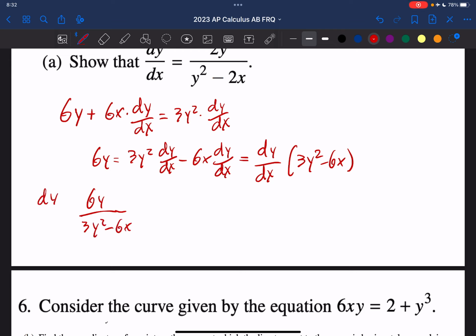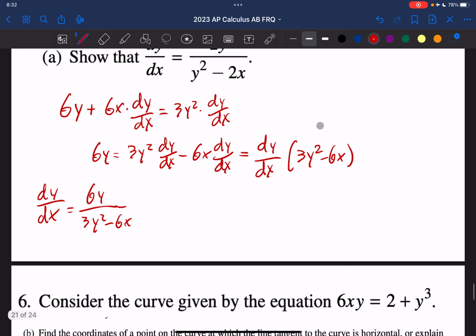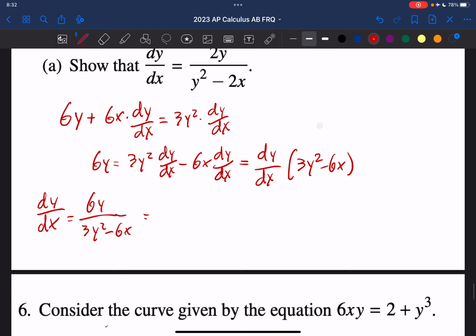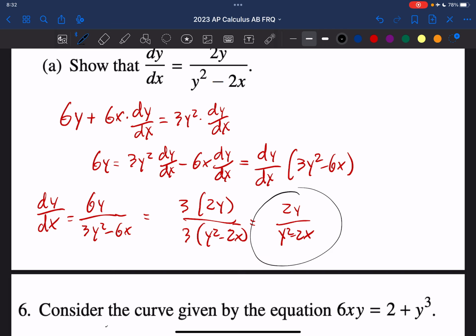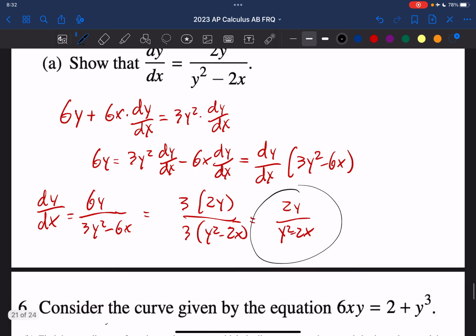This equals dy/dx, but doesn't equal what we started with, and that's because we can take a 3 out of both the top and the bottom. So we're left with 2y over y squared minus 2x. And there we go. So there is part A.